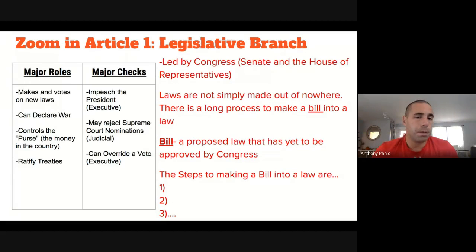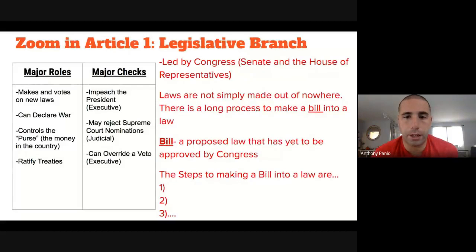So anyway, some of the major checks at this point in time, ladies and gentlemen, is the legislative branch has the power to impeach the president. And what that means is the president can be put on trial. So this is a check on the executive branch. If the president is doing something that is illegal or is committing some type of high crime, the legislative branch can put the president on trial. And if the legislative branch votes to get rid of the president, both the Senate and the House, then we can remove the president. Okay?